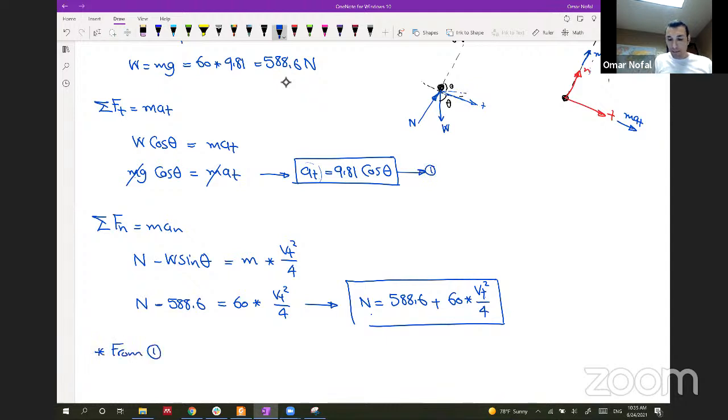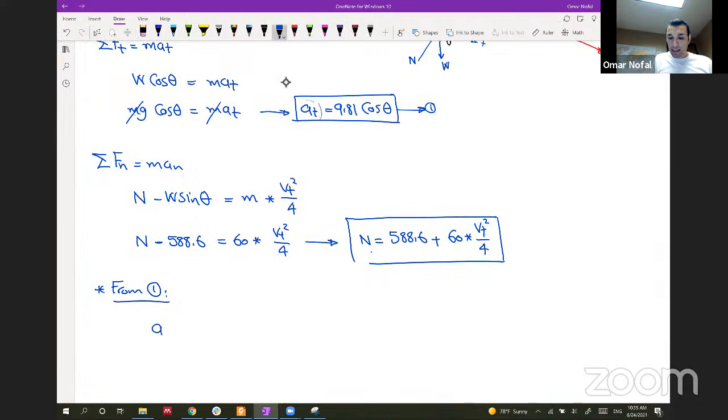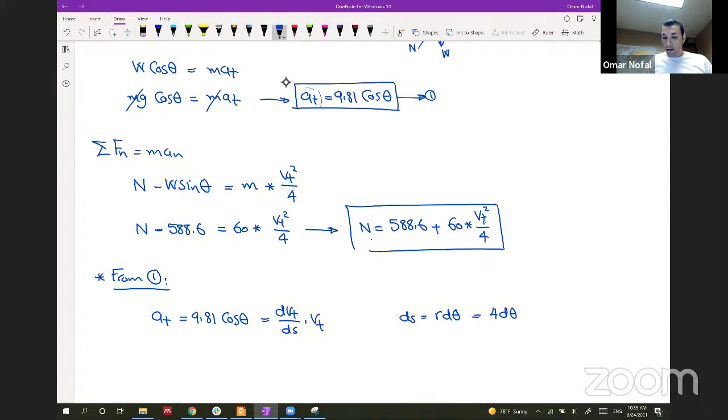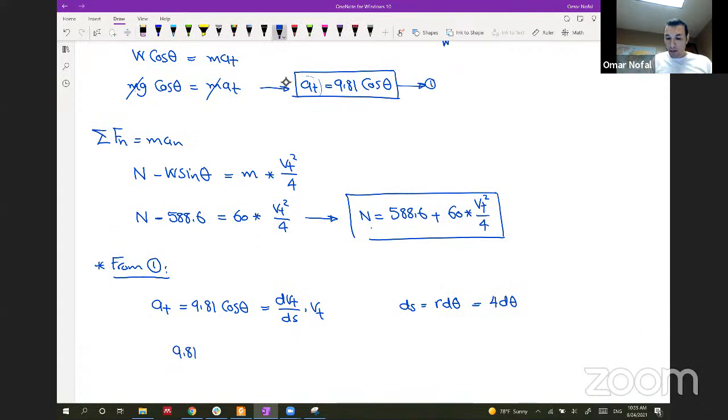From 1, a tangent equals 9.81 cosine theta, and this is equal to dV tangent over ds multiplied by Vt. We know from last time that ds is equal to r d theta, and we have r equal to 4. So right now we will have 9.81 cosine theta multiplied by 4 d theta equal to Vt dVt.